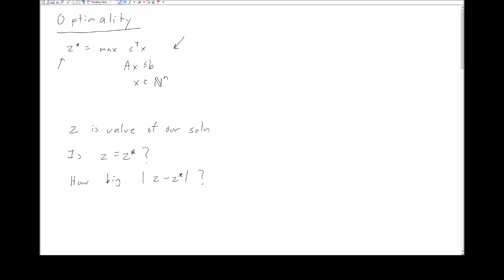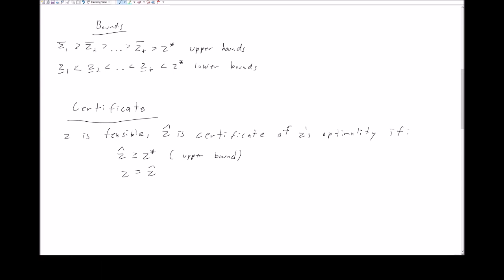To answer these questions, we're going to introduce bounds. And to answer this question of optimality, we're going to introduce the idea of a certificate. The idea of a bound is quite simple. We have some optimal value to our integer program, z star. And an upper bound is going to be anything that we can say is provably better than z star, that is, has a higher optimal or objective value.